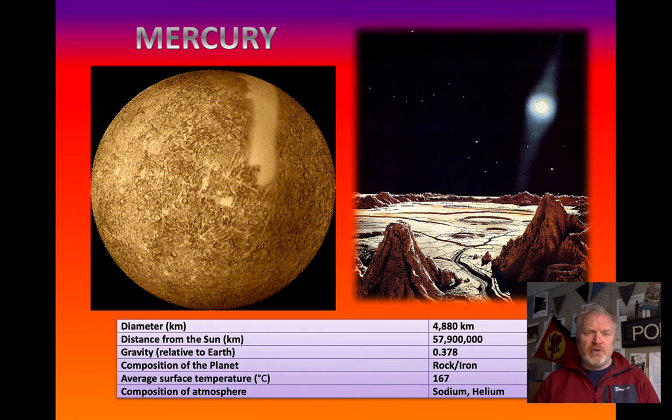The first planet out then from the sun is Mercury, a diameter of 4,880 kilometres, 57.9 million kilometres from the sun. Its gravity, though, relative to Earth, is 0.378. So it's about a third of Earth's gravity. The planet itself is a lot smaller than Earth, so therefore the gravitational pull is less. The composition of the planet is a mixture of rock and iron. The average surface temperature is quite warm. It's 167 degrees centigrade. And the atmosphere is made of a mixture of sodium and helium.